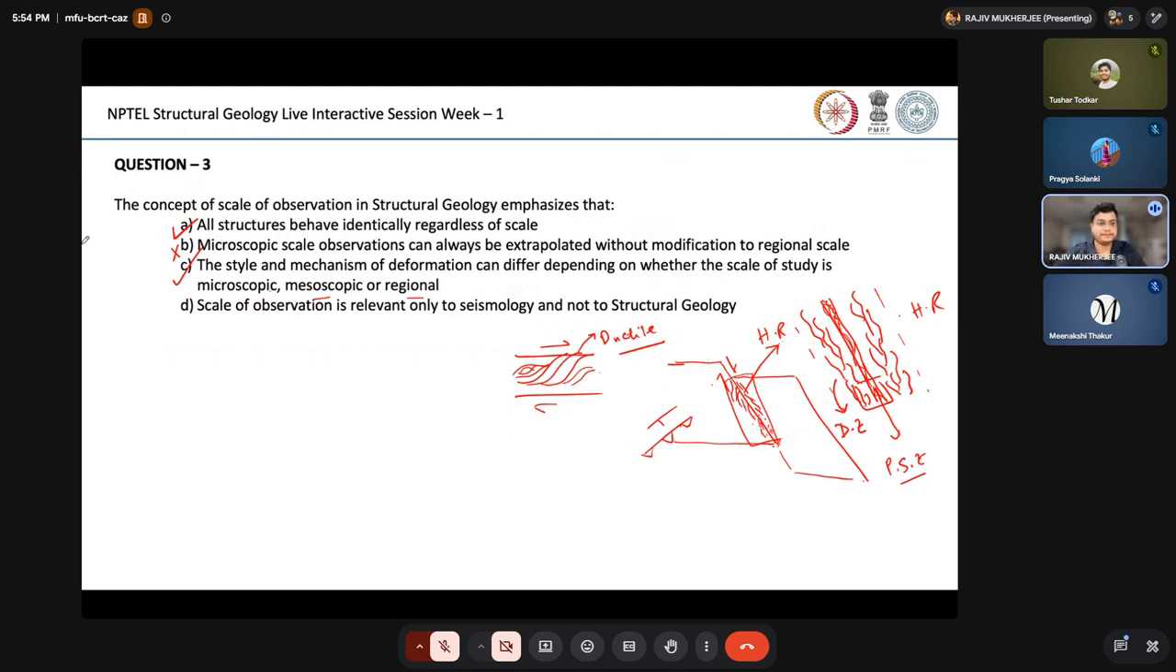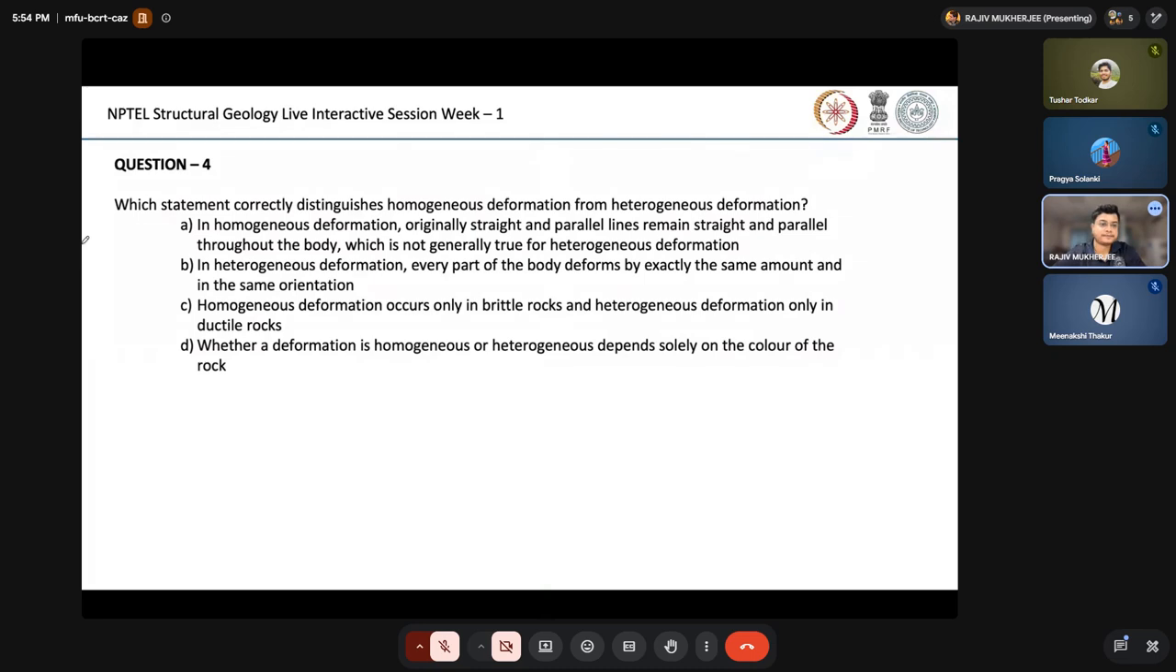Okay, very good. Then we shall move to the next question, which says: which of the following statements distinguishes homogeneous deformation from heterogeneous deformation? Option A, in homogeneous deformation, originally straight and parallel lines remain straight and parallel throughout the body, which is not generally true for heterogeneous deformation. Option B, in heterogeneous deformation, every part of the body deforms by exactly the same amount in the same direction.